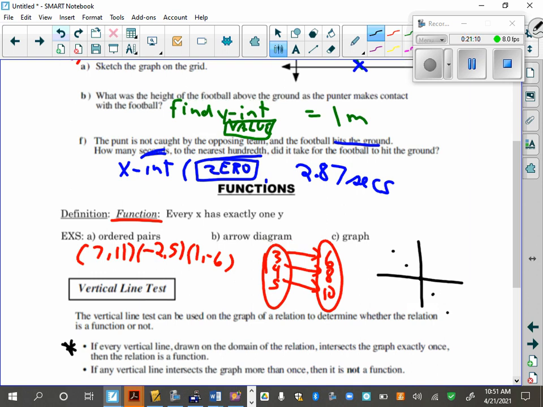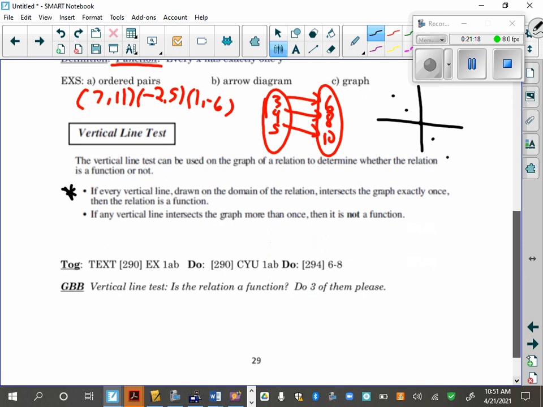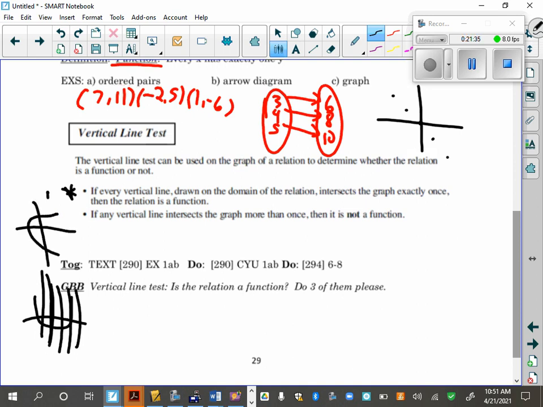Okay, so every x has to have exactly one y. What does that mean in the context of a graph? That means if you draw a vertical line, and you don't need to write this down, if you draw a vertical line anywhere on the graph, it can only hit the graph once. If it hits the graph more than once, it's not a function. If it can only hit it once, it is a function. That means every x has exactly one y.